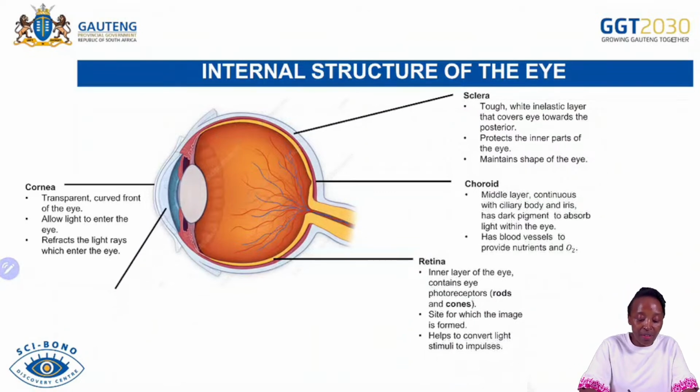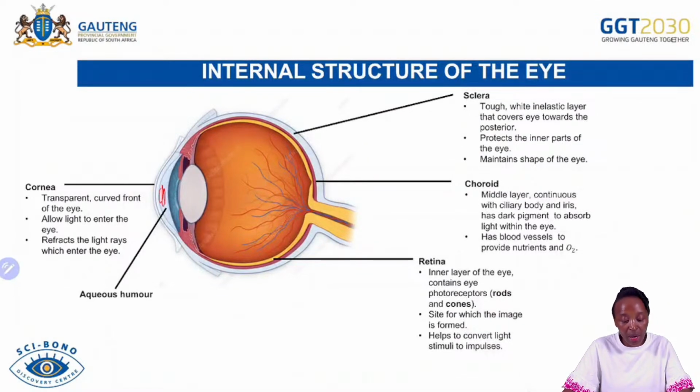And then we also have this part of the eye here in front, which is called the aqueous humor. It is a cavity that is filled with a fluid called the aqueous humor. And then what is its function?